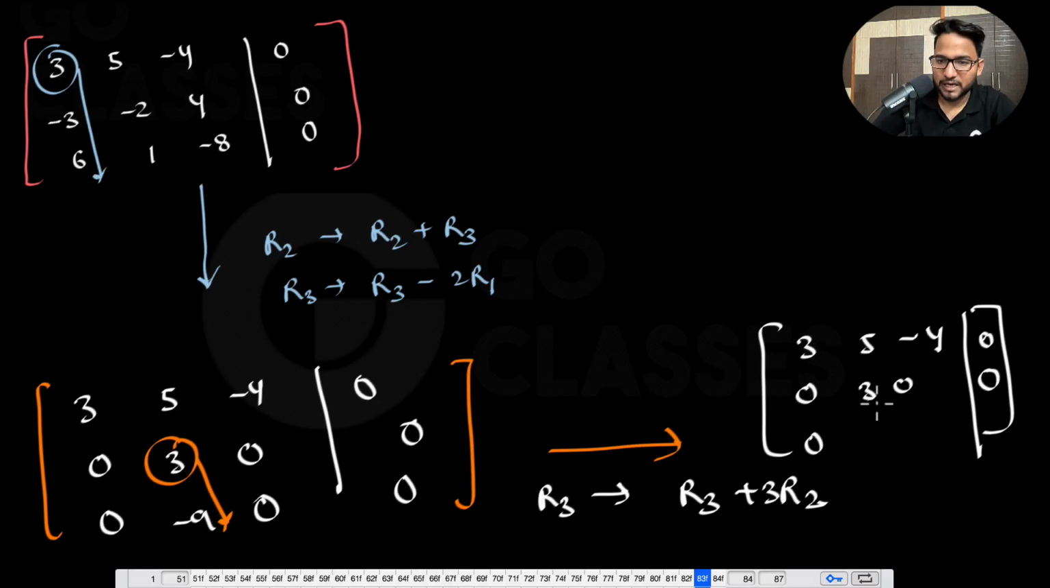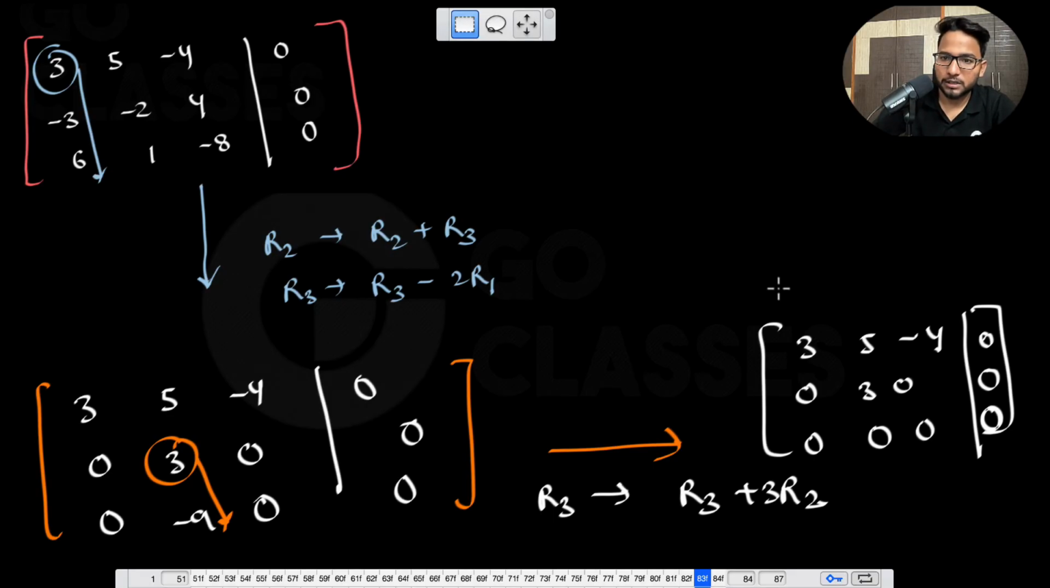Okay, so this is minus 9, and then if you do r3 plus 3 r1, this will be 0, and then r3 plus 3 r1, this will be 3, and then ultimately this will also be 0, and then this will also be 0, right? So finally you got this.